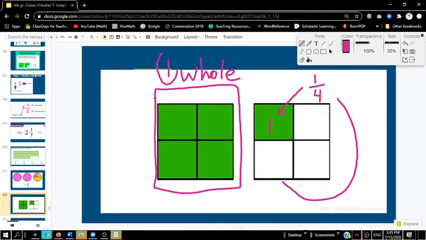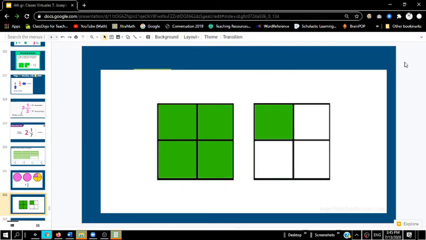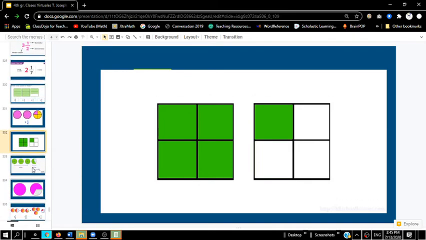So what is 1 plus 1/4? That equals 1 and 1/4. That's your final answer. Good job, boys and girls. Let's continue to the next problem.